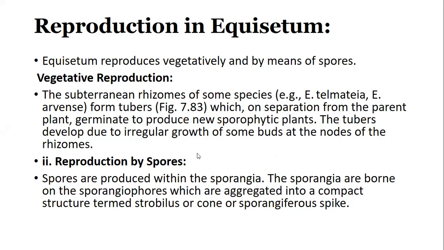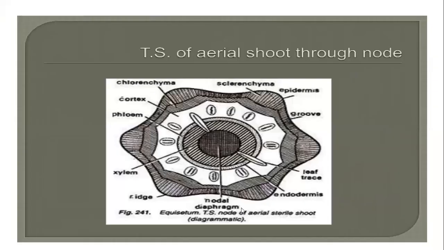Next, reproduction is also carried out with the help of spores. These spores are developed within sporangia, and the sporangia are borne on sporangiophores, which are aggregated to form a compact structure that we call a strobilus, or a cone. You can look into this structure here when I show you.